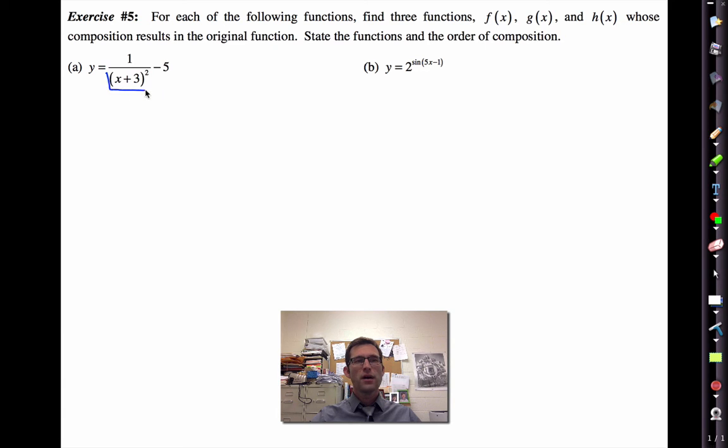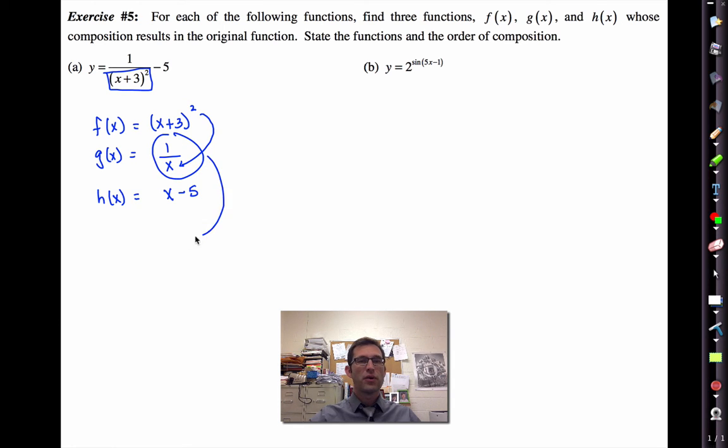Okay, I'm gonna lay this one out as my first function. I'm gonna say f of x equals x plus 3 quantity squared. Then g of x, I'm gonna make 1 divided by x. And then h of x, I'm gonna make x minus 5. Think about it. I'm going to put this into here for x, and then I'll take all of that and put it in here for x. So we'll have h of g of f of x.